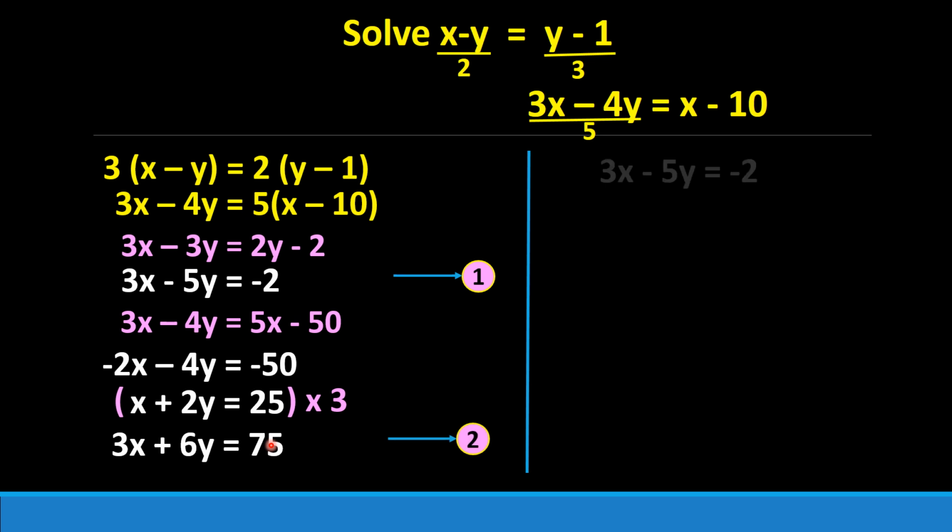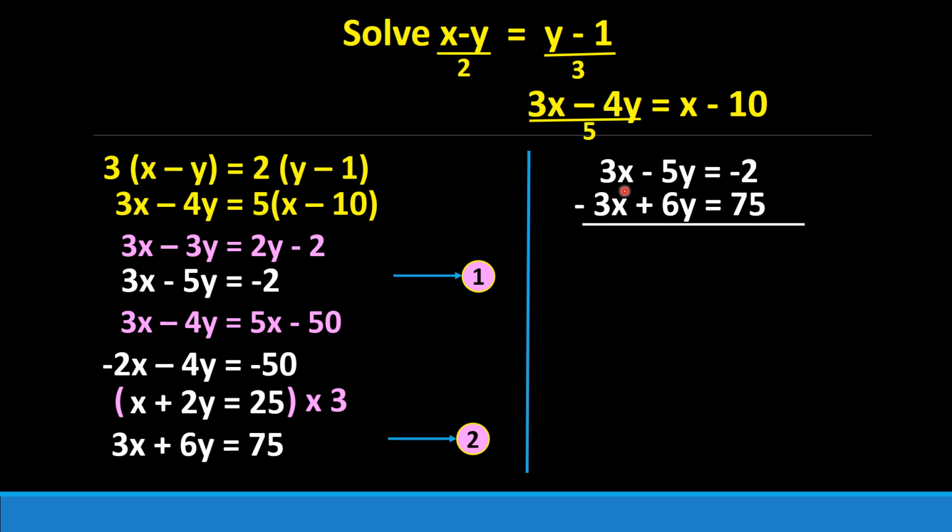Now let us take these equations together. 3x minus 5y is equal to minus 2. This is our first equation. And then the second equation, 3x plus 6y is equal to 75. Here we have to put the minus sign, or we have to subtract the second equation from the first equation, because both these values are having positive signs. So in order to eliminate these two values, we have to subtract. We have to subtract this 3x from this 3x. So we are going to subtract it in this particular question.